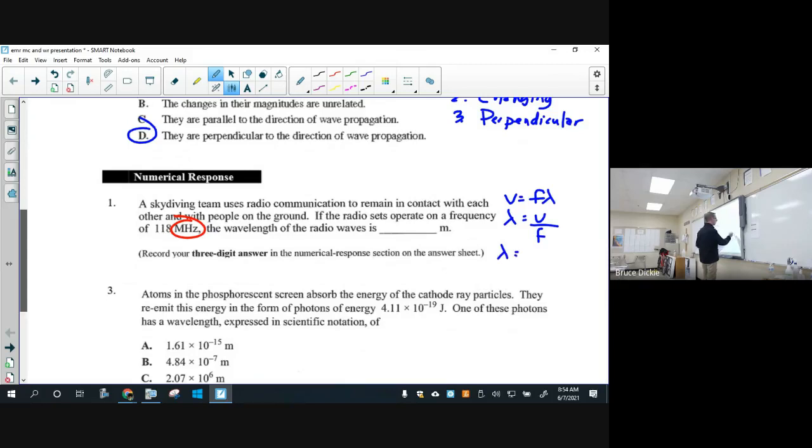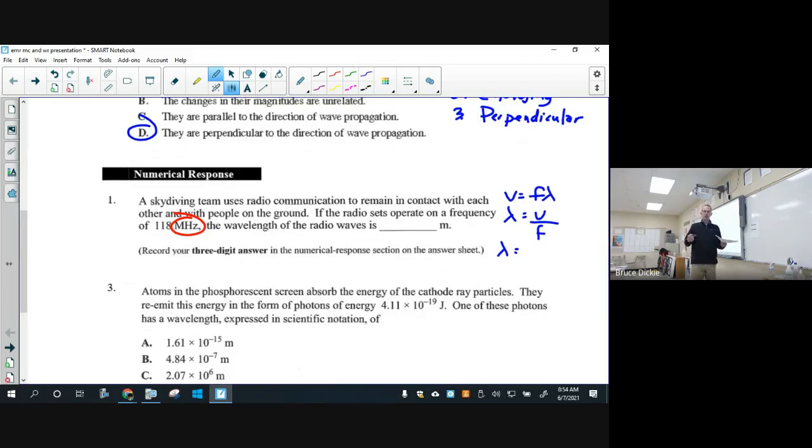But V in this case is C, the speed of light, 3 times 10 to the 8 meters per second. So it's 3 times 10 to the 8 meters per second divided by the frequency. But be careful here. It's not 118. It's 118 times 10 to the 6 hertz. And if you forget that conversion factor for megahertz, or if you don't know it, then just check your data sheet, because in the middle of that data sheet it tells you all those metric prefixes like megahertz. Anyways, when we do the math there, that works out to be exactly 2.54 meters. No scientific notation here, just 2.54 that we bubble in.